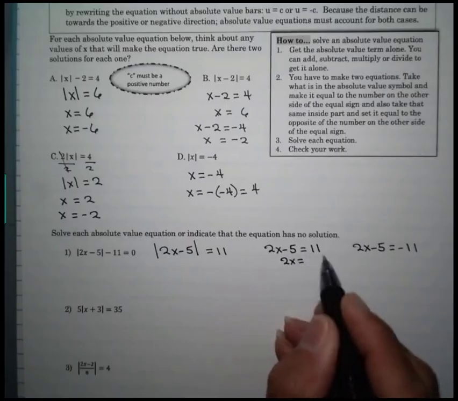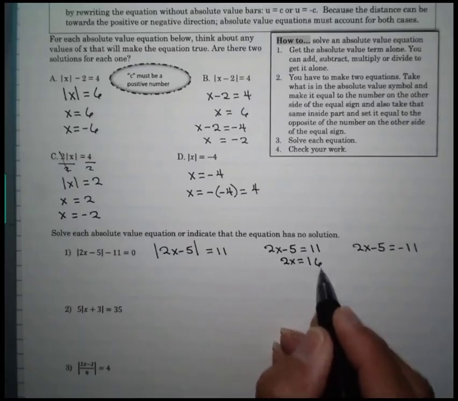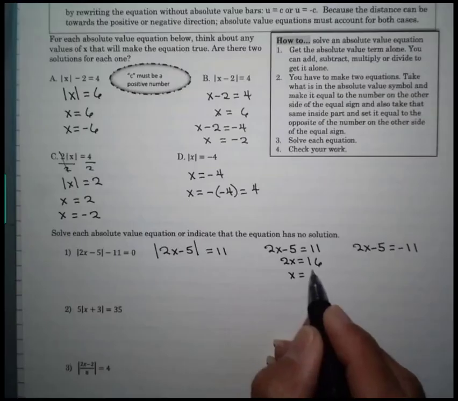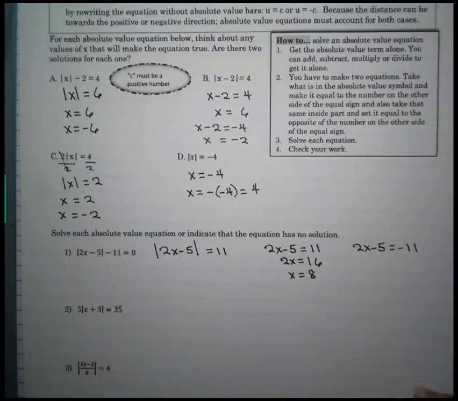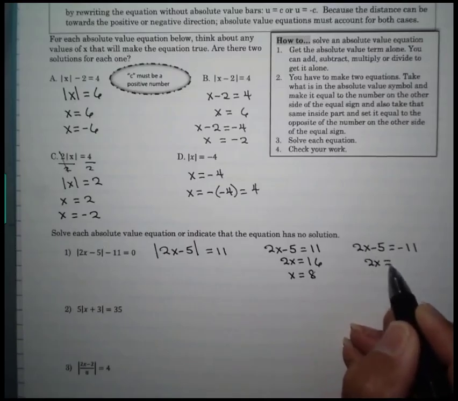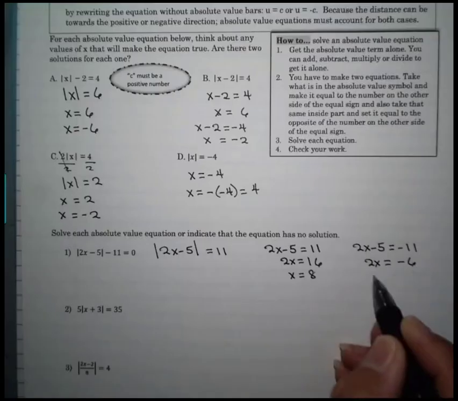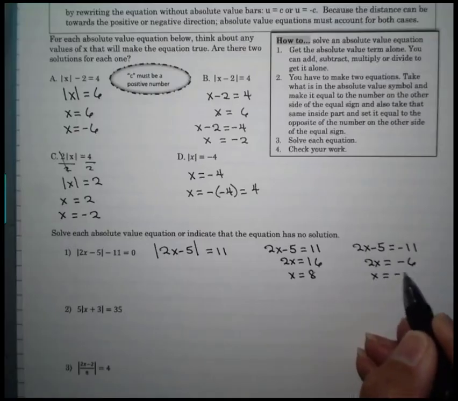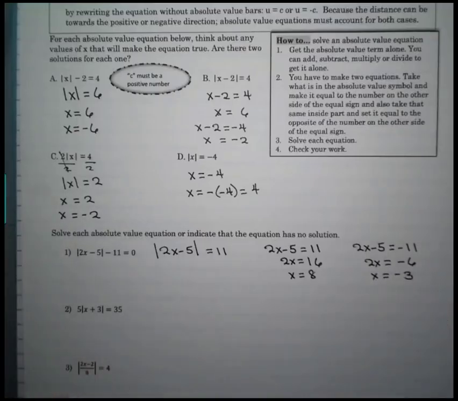2x is equal to, well, I'll add 5 to both sides, so I get 16. And then when I divide by 2, I get x is equal to 8. And this one, I'm going to add 5 to both sides. And that's going to give me a negative 6. When I divide by 2, I get a negative 3. So my two solutions are 8 and negative 3.